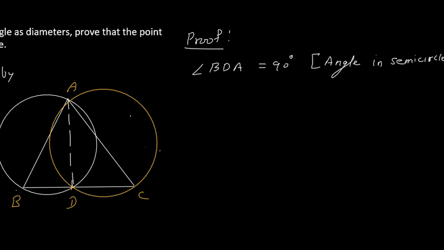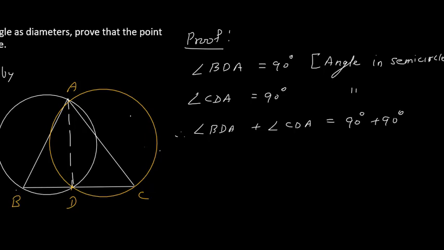Similarly, angle CDA is also 90 degrees. This is again an angle in a semicircle. So therefore, angle BDA plus angle CDA is equal to 90 degrees plus 90 degrees, which is 180 degrees. The sum of these two angles is 180 degrees.